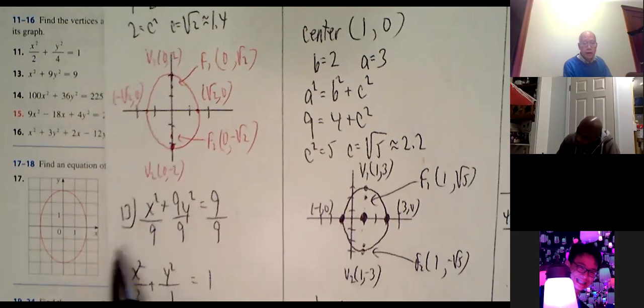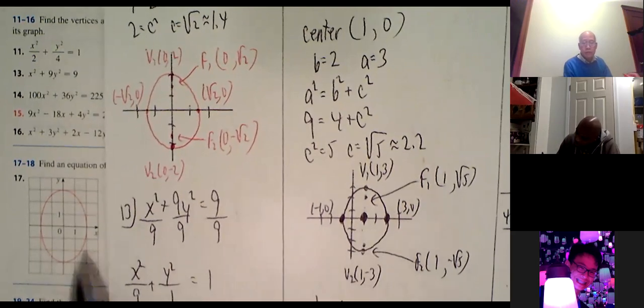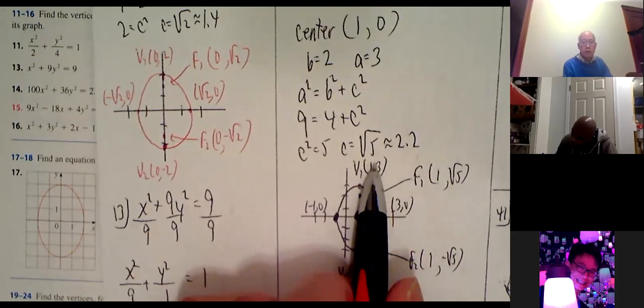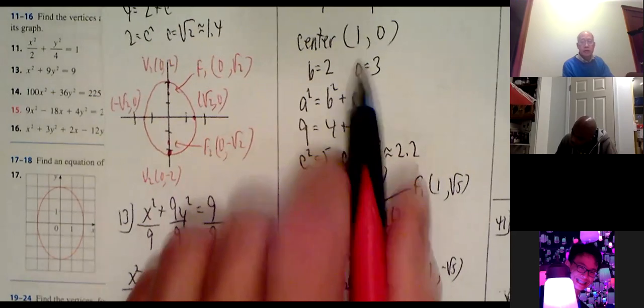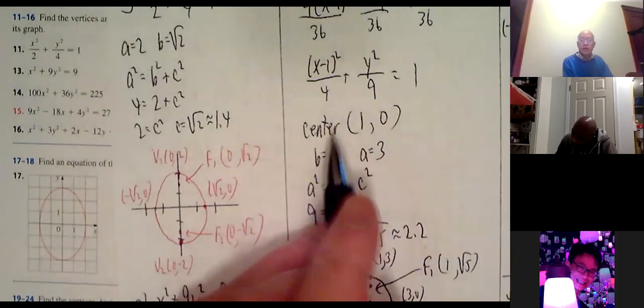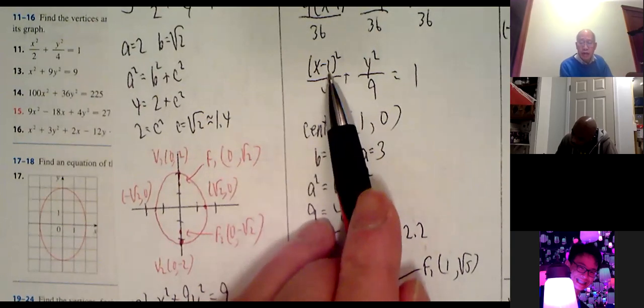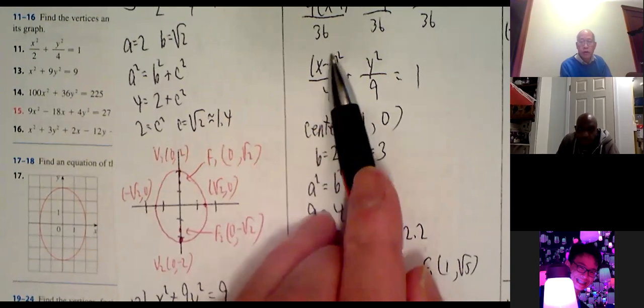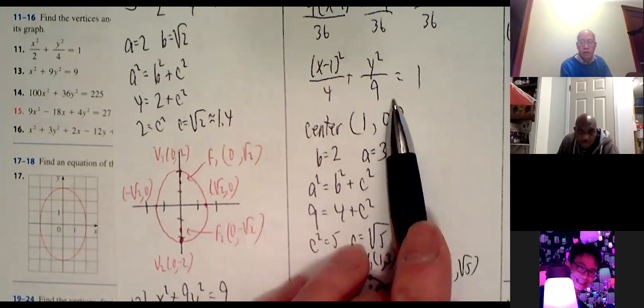You go 2 left and right, 2 left and right, 3 up and down. So the c is still going to be radical 5. Instead of the center at (1, 0), the center's at (0, 0). That's even better. So what's the equation? The equation is just covering the minus 1. So it would be x squared over 4 plus y squared over 9 equals 1.